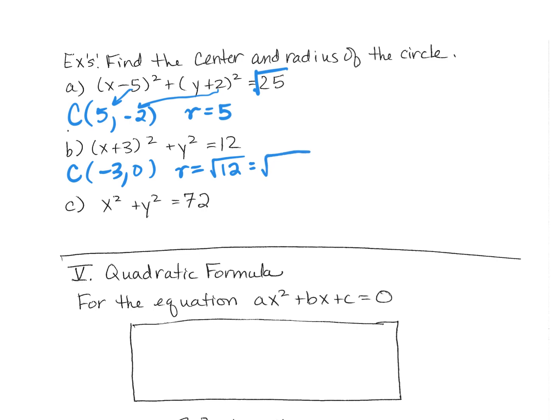What's the perfect square that's in there, for those who don't remember? What times what gives me 12? 4 times 3, right? 4 is a perfect square, so what is the square root of 4? So this becomes 2 root 3. Now, what is the center for C? (0, 0). What is the radius of C? Square root of what?